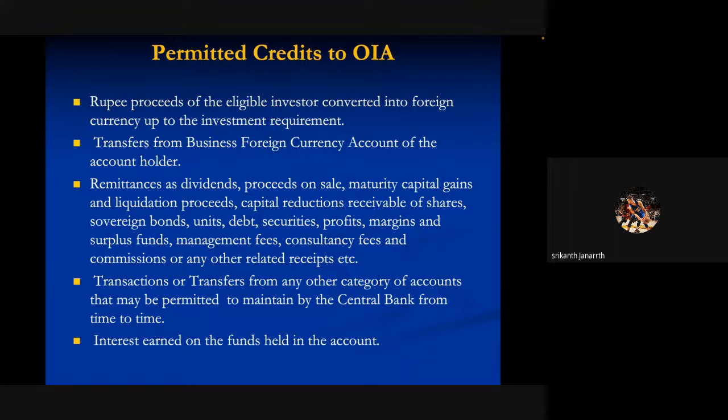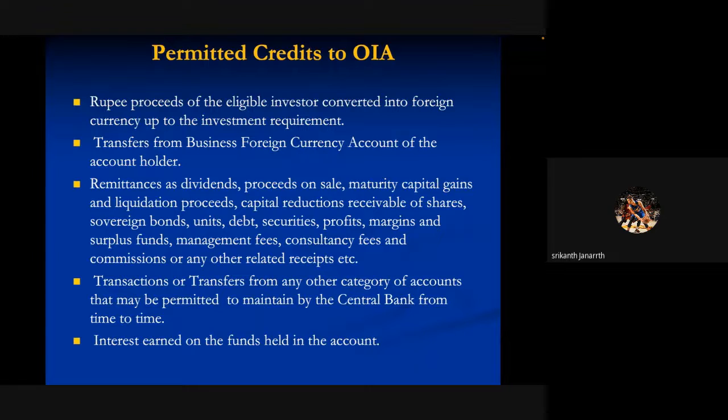So he can't tell the bank, convert this and put the 500 into my OIA account and wait, I'll get some more money, then you convert the balance, then again another 500, now remit 1,000. No, that's not possible. You need to keep all your money in your rupee account. When that comes to the equivalent of $1,000, then only you can transfer to the OIA. From there, you can remit the money.